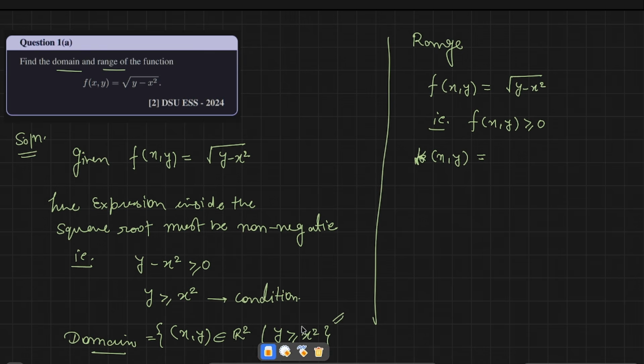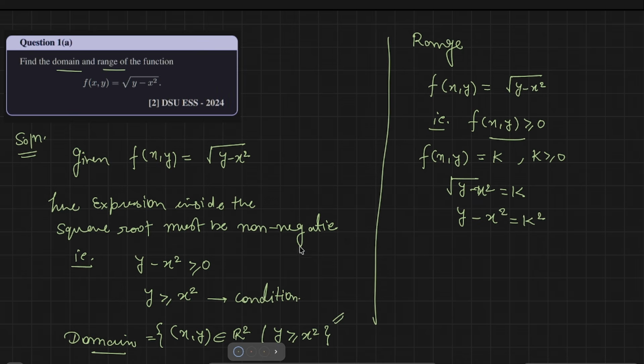You can take f of x comma y and set it as k. Now my k is greater than or equal to 0 with this condition. Then, squaring both sides, you can write my function as y minus x square is equals to k. Squaring both sides, y minus x square is equals to k square.